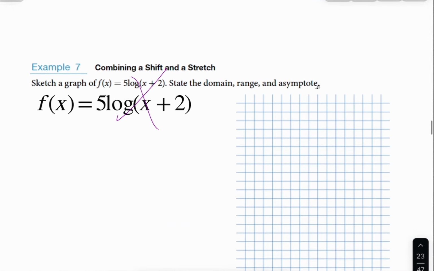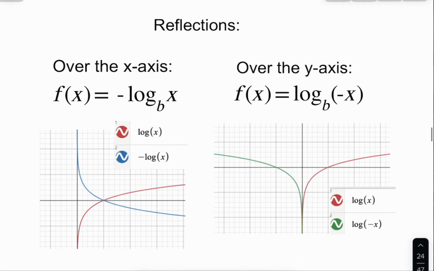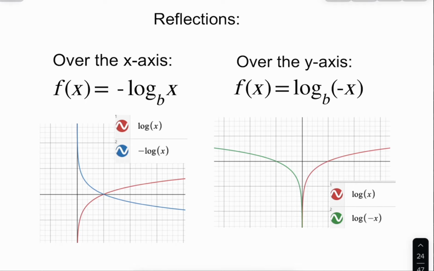Let's skip this one. Let's talk about how we flip it. Just like anything, if we put a negative on the outside, it is going to flip it over the x-axis. So in red is our original. If you put a negative on the outside, it flips it across the x-axis. If I put a negative on the inside, it flips it over the y-axis, and that's what's happened here.